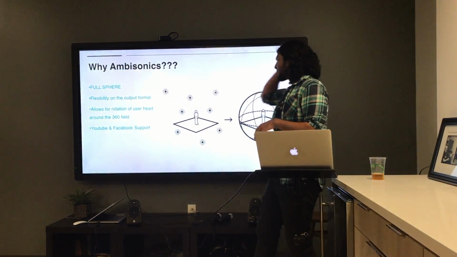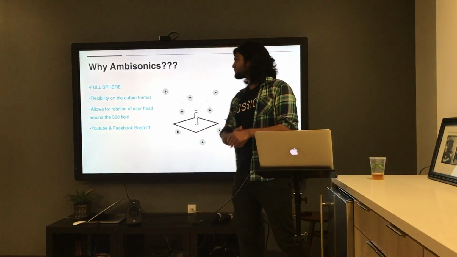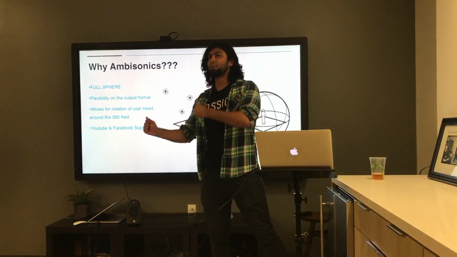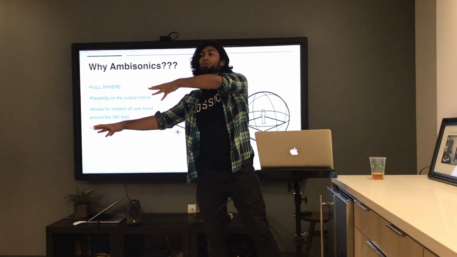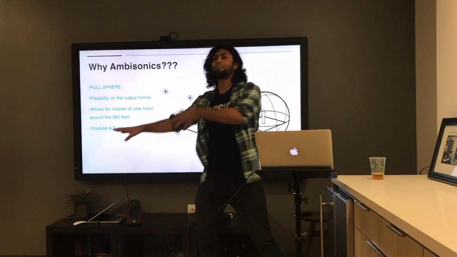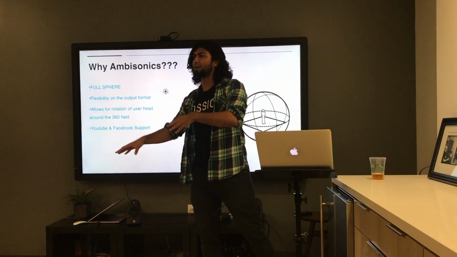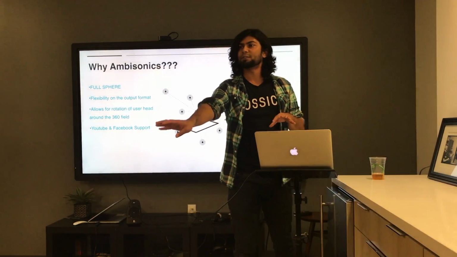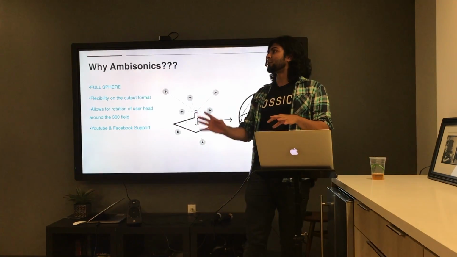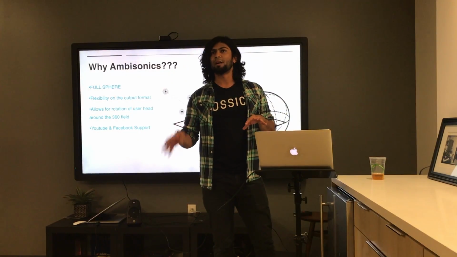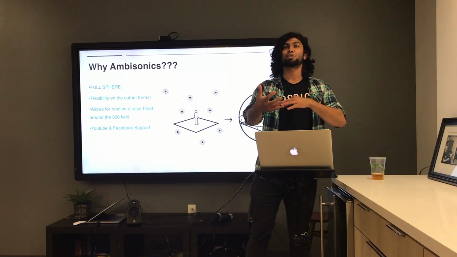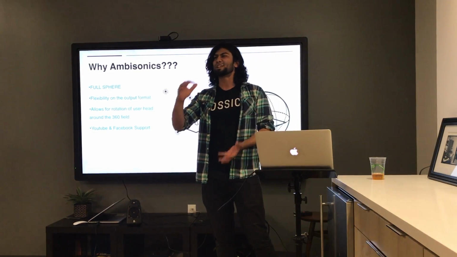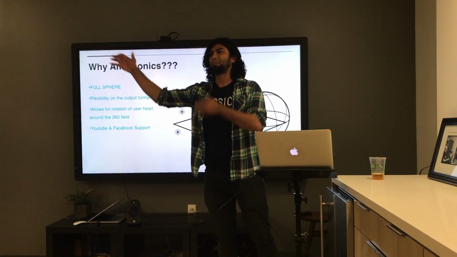So the full sphere, like I just mentioned, you get all directions, and then you can output it into multiple formats. You can take an ambisonics thing and decode it to binaural. You can decode it to 5.1. You can decode it to 7.1, and it'll translate across all these mediums. Now, the quality will vary, obviously. It's not like you're going to have the same experience across everything, but you do have that opportunity. Consider it an intermediate output format.